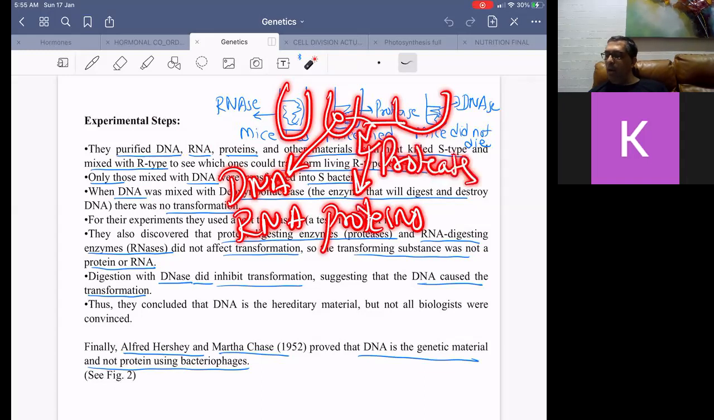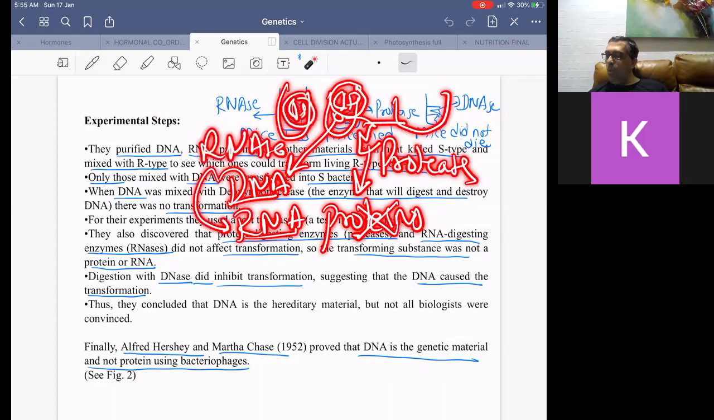Proteins were destroyed, but DNA and RNA were as they were. And R got converted into S type. So when RNase was put, it destroyed RNA, but R got converted into S. When protease was put, it destroyed proteins, but R got converted into S.